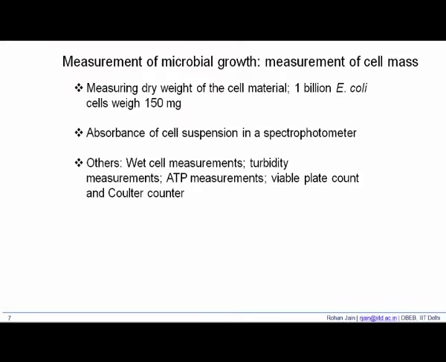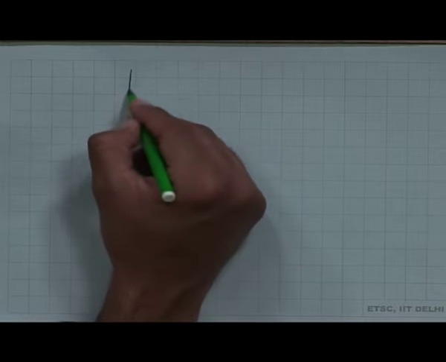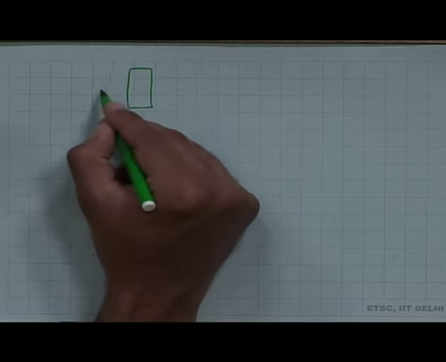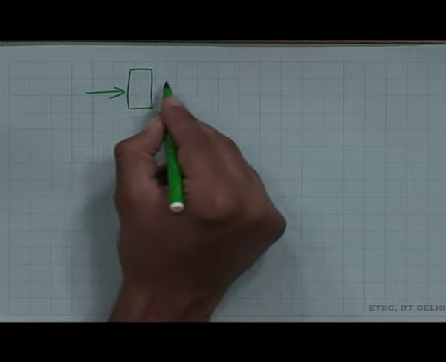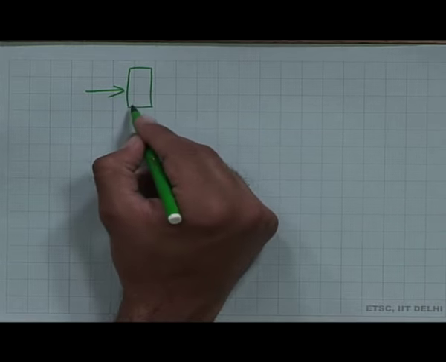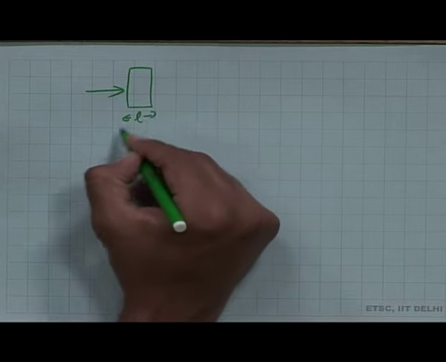To overcome that, there is another method that is actually quite nice, that is your absorbance of cell suspension in a spectrophotometer. Okay. This method is actually based on Beer-Lambert's law. Okay. What this law says is essentially, if your light is passing through this section, okay, and let us say this is L. Okay.